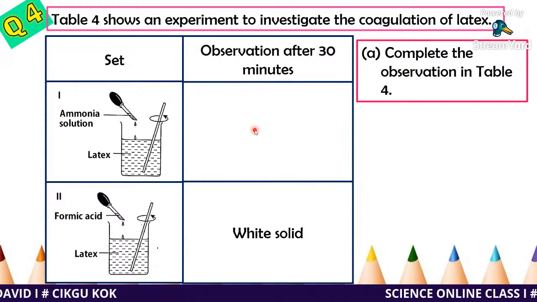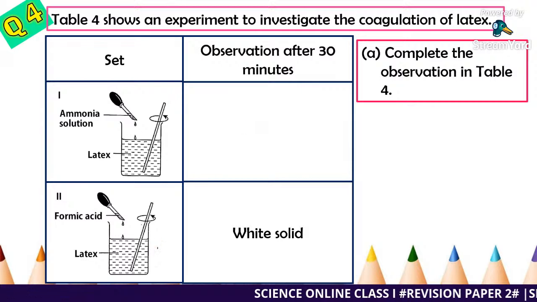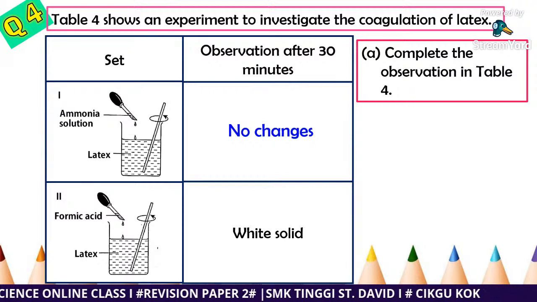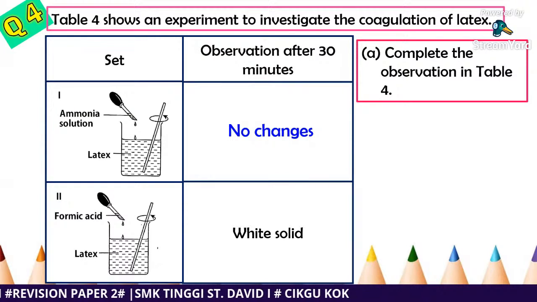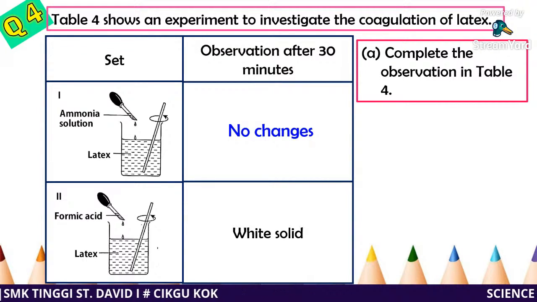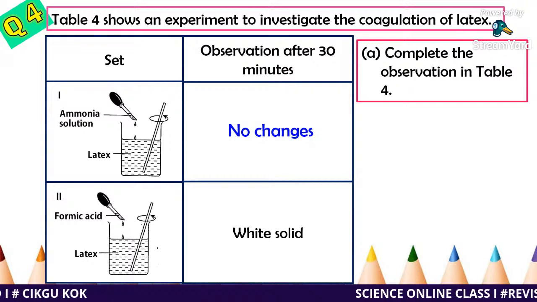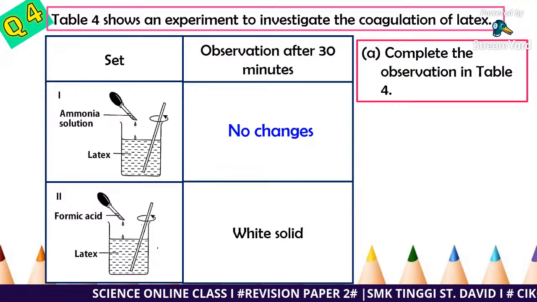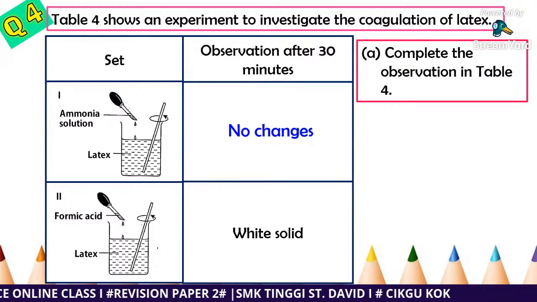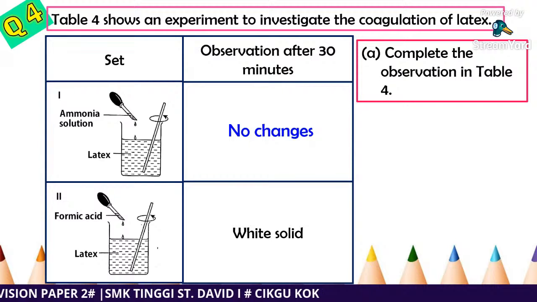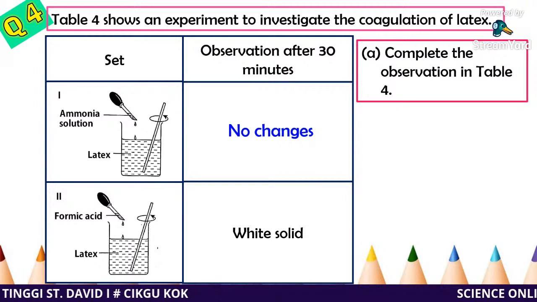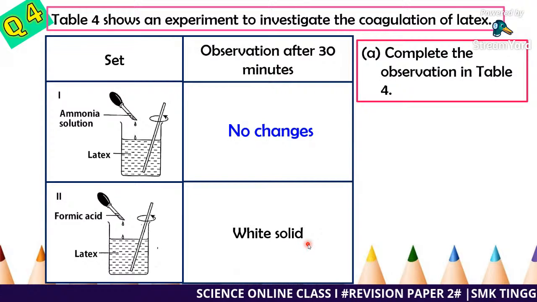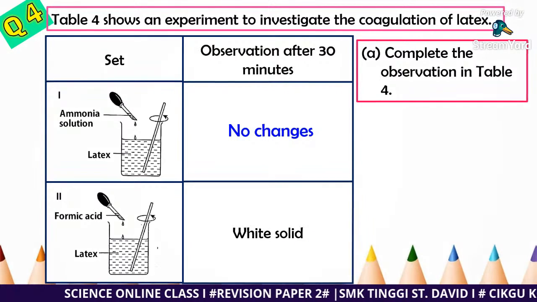When I put the alkaline, actually there is no change. Nothing happens, because alkaline cannot coagulate the latex. It maintains the latex as liquid. So if your latex becomes white solid and you want to make it liquid again, you need to add the alkaline. Okay, second one. You put the acid, it becomes white solid. Then we continue.